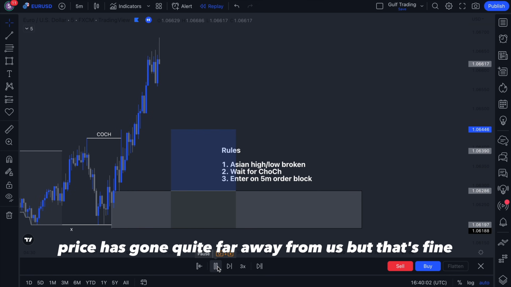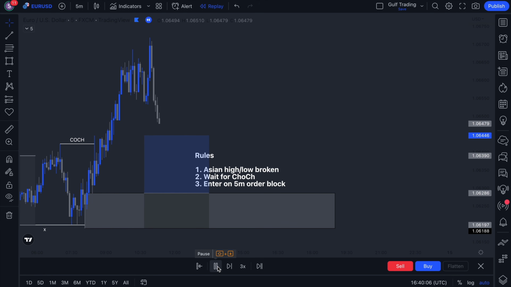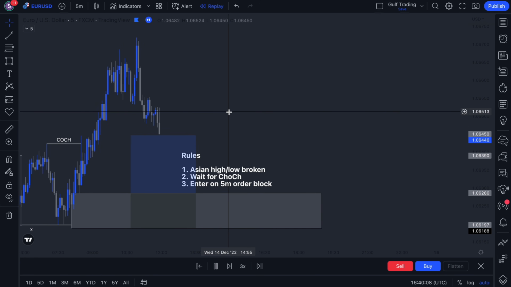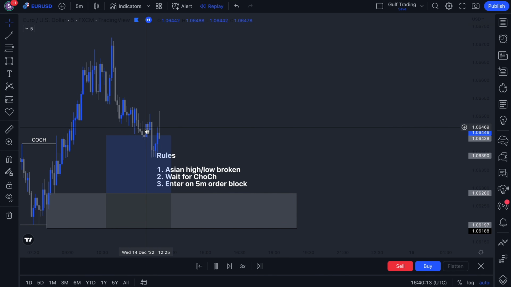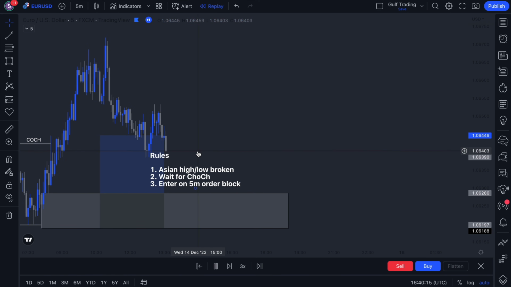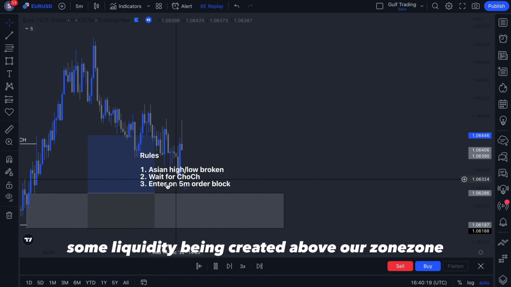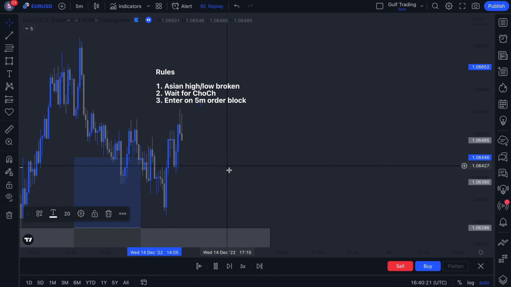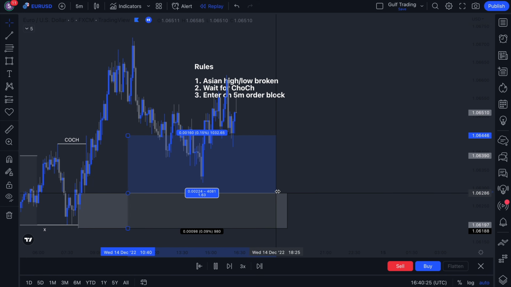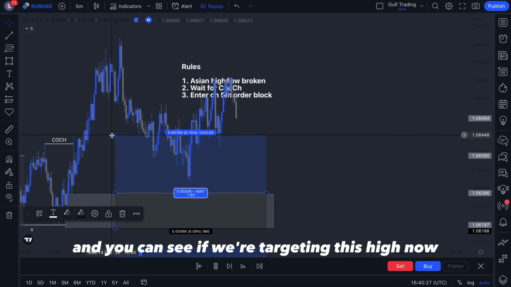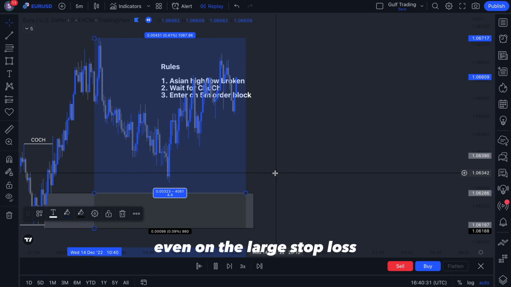Okay, price has gone quite far away from us, but that's fine. You can see a lot of bullish market structure, nice pullback. And possibly some inducement here. Some liquidity being created above our zone, that's very nice. And you can see if we're targeting this high now, we'd be getting a good risk reward, even on the large stop loss.